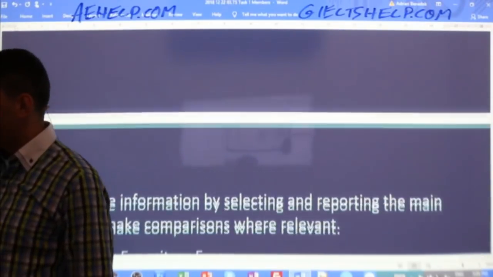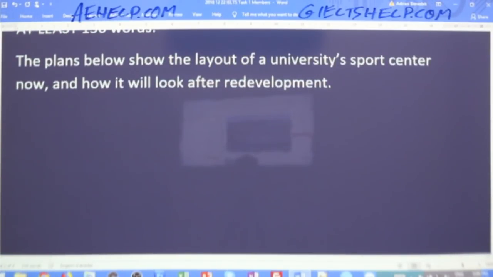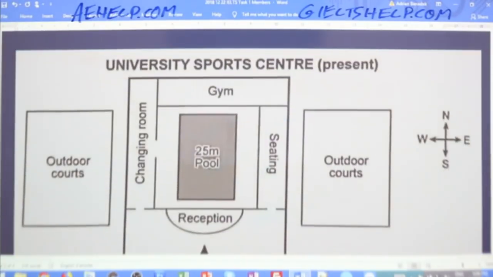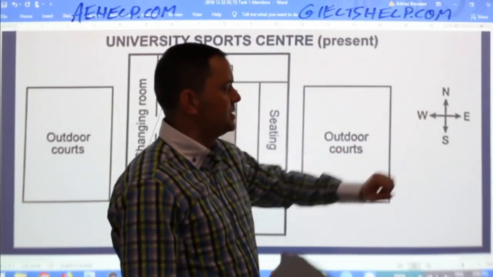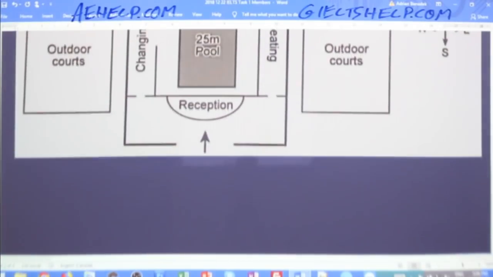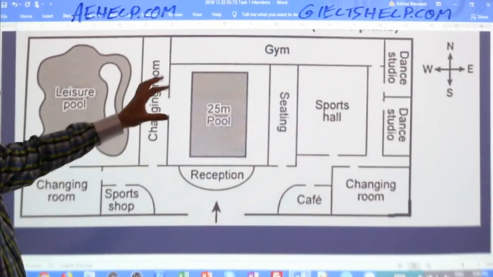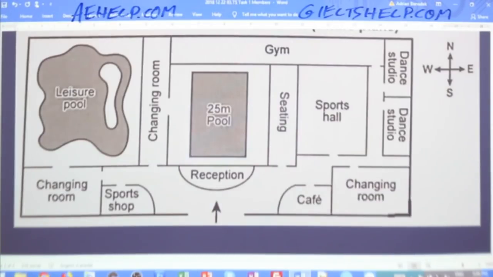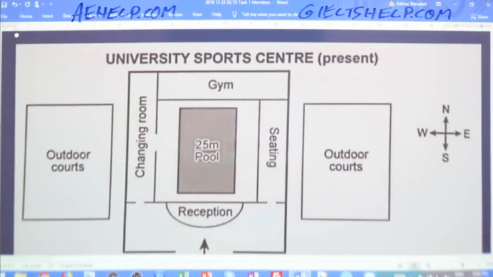So here, the original question is, the plans below show the layout of a university sports center now and how it will look after redevelopment. Okay, so we can see the original plans here. It's got a couple of components. We have a compass here that's showing us north, south, west, east. And then we have this piece here. We also have a compass there. Everything is joined into one large building. Great. So now we can see that there's an expansion. Definitely we can see that there's more of the building in the future than now.